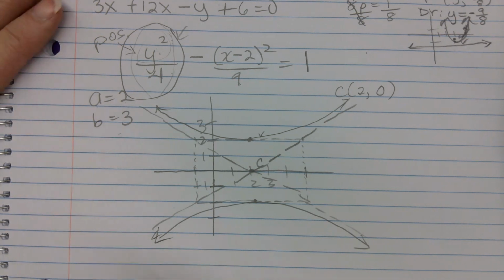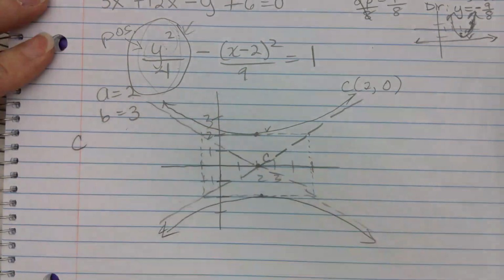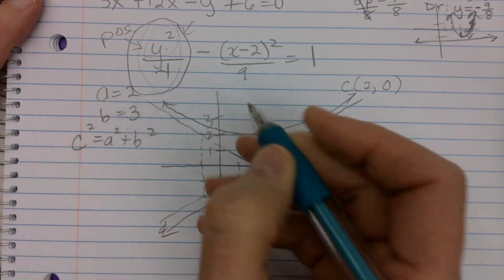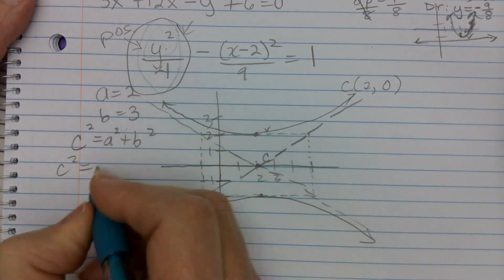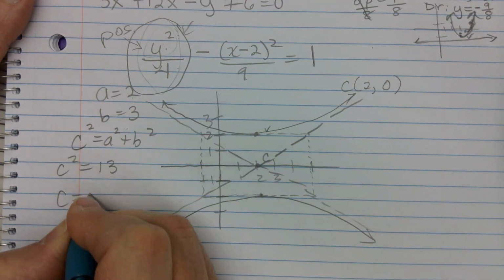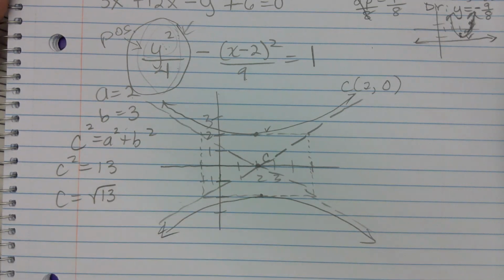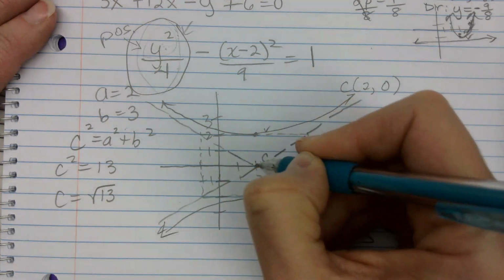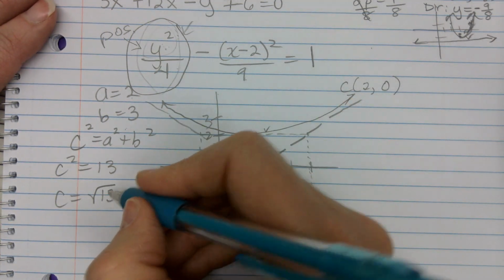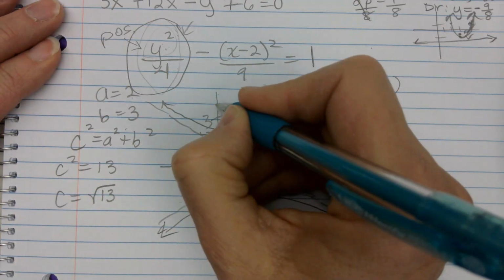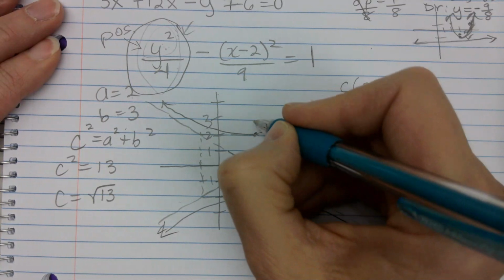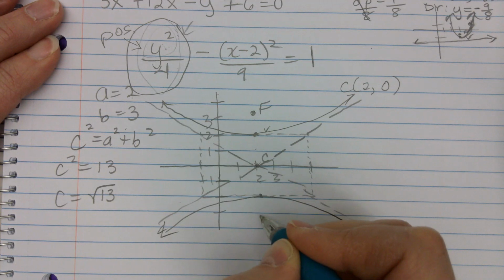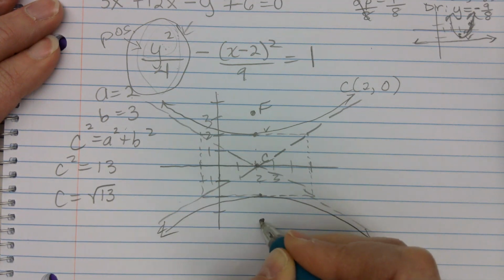Well, anybody know how to find the foci? Yeah, c squared equals a squared plus b squared. Yes. So c squared would equal 4 plus 9, 13. Where do those go on the graph? Up and below the center. From the center, yeah, it's a number between 3 and 4. We're kind of in the middle, right? 1, 2, 3, and just stick it in there somewhere. 1, 2, 3. There it is.